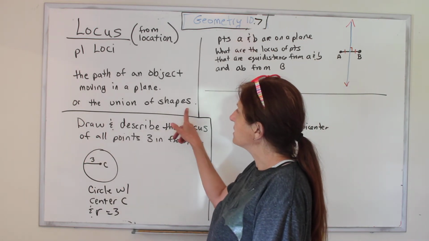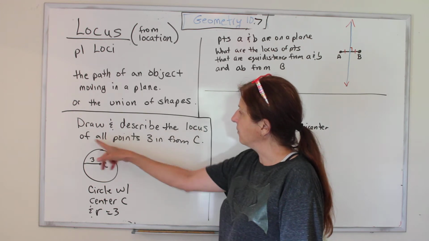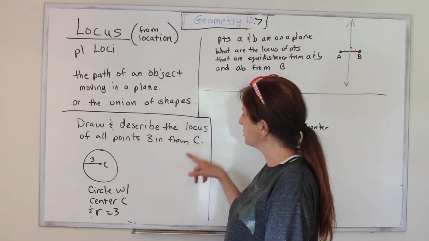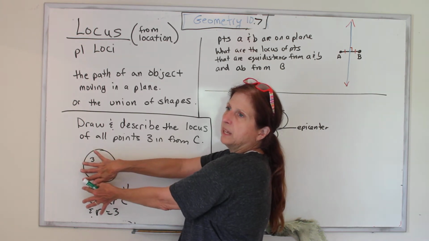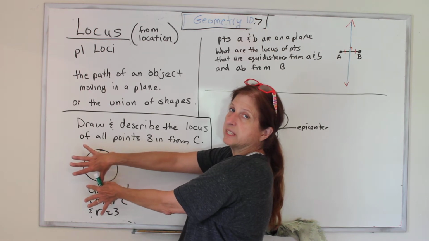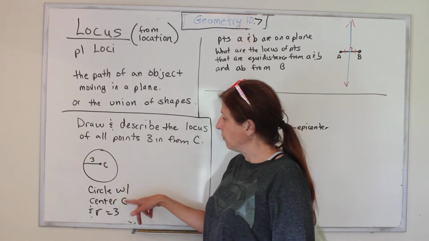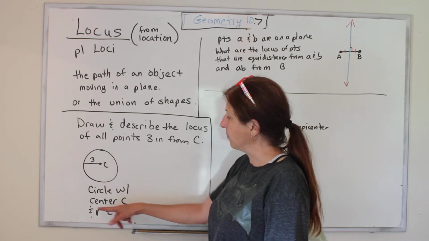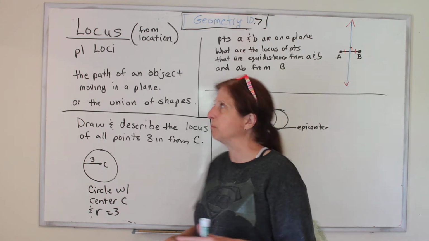All right, so here is an example. Draw and describe the locus of all points 3 inches from C. So that's what you would be given, and then you have to think, what would be a shape where all the points are 3 inches from C? I know, it'd be a circle. It's a circle with a center at C and a radius of 3. So they're kind of like geometry puzzles.